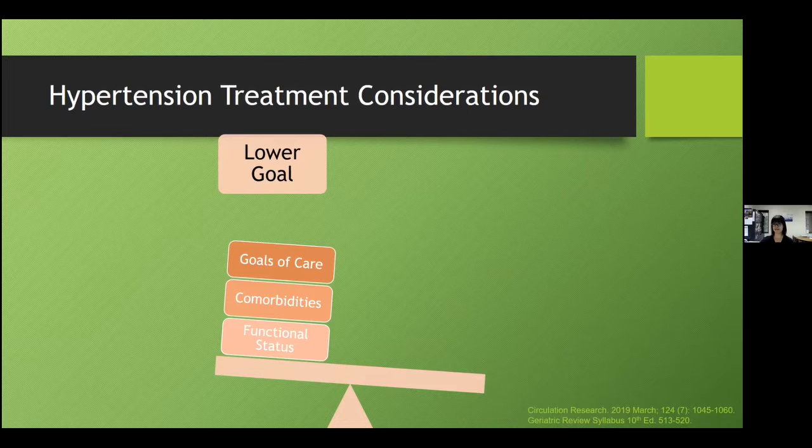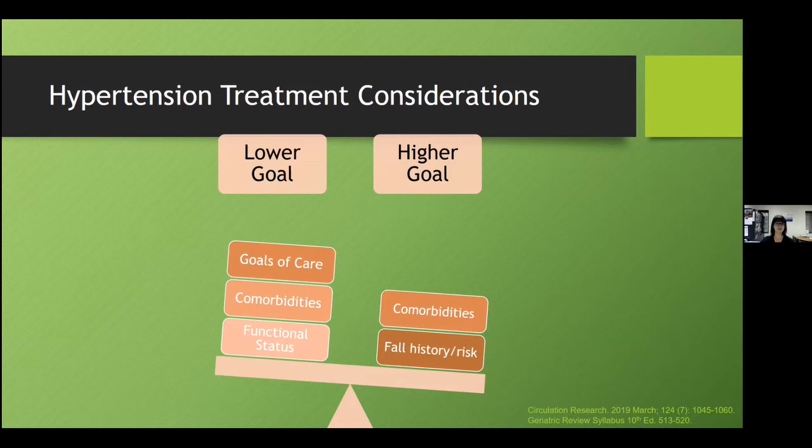And again, goals of care. And that's a thought that threads through a lot of this. What are their goals? What are their main priorities? And we might target higher goals if they have a good risk of falling, if they have fallen in their history. Again, those comorbidities, somebody who's more frail, more functionally dependent, we might have higher goals. Frailty, and then that risk of polypharmacy for that individual might mean we accept a higher goal because of difficulty with managing medications or something.